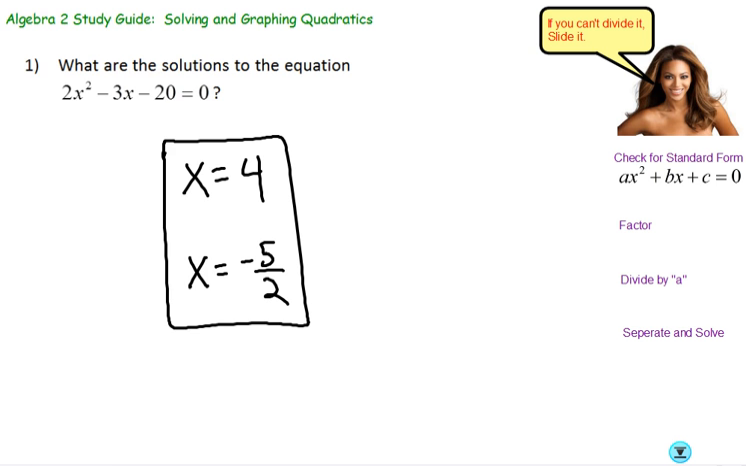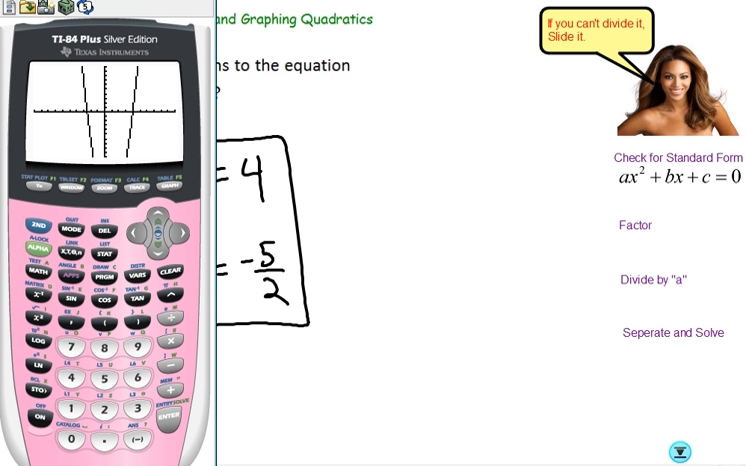So just be careful with that. Also, I just wanted to show you the graph on this one real quickly. Right, so if we're saying that x equals 4, take a look at the graph. 1, 2, 3, 4. So the parabola is crossing the x-axis at 4. And then negative 5/2 is almost negative 3. So you see negative 1, negative 2, and almost negative 3. So that's the other place where the parabola crosses the x-axis.